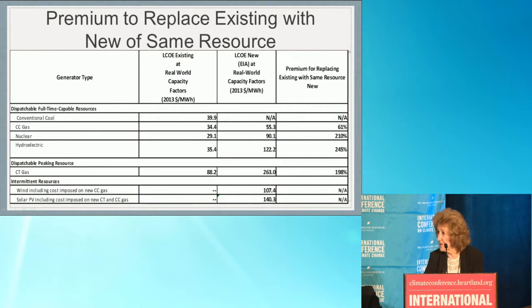And in fact, we see the cost of retiring these coal and nuclear units prematurely to be 2.5 to 5 times higher when you replace them with renewable units. And in fact, they probably will end up building some new combined cycle gas units because of the backup power that they need.